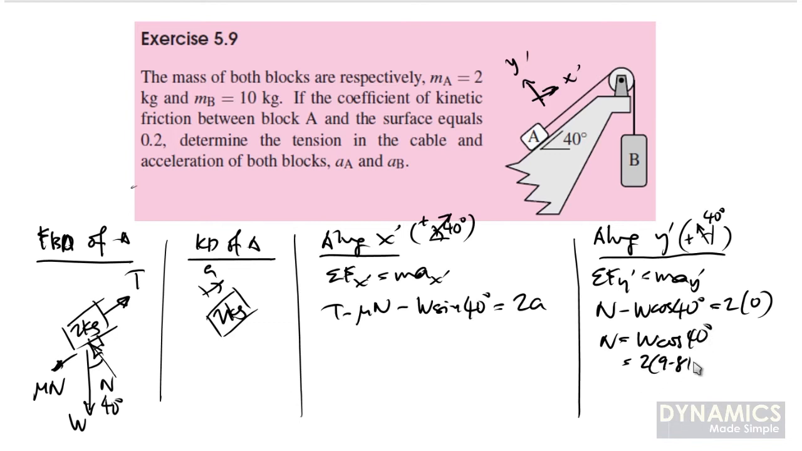Substitute the values here: 2 times 9.81 times cos 40 degrees. So we have our N. This equals to 15.03 Newton. Okay, I spell it out here so that you'll not be confused with this N.